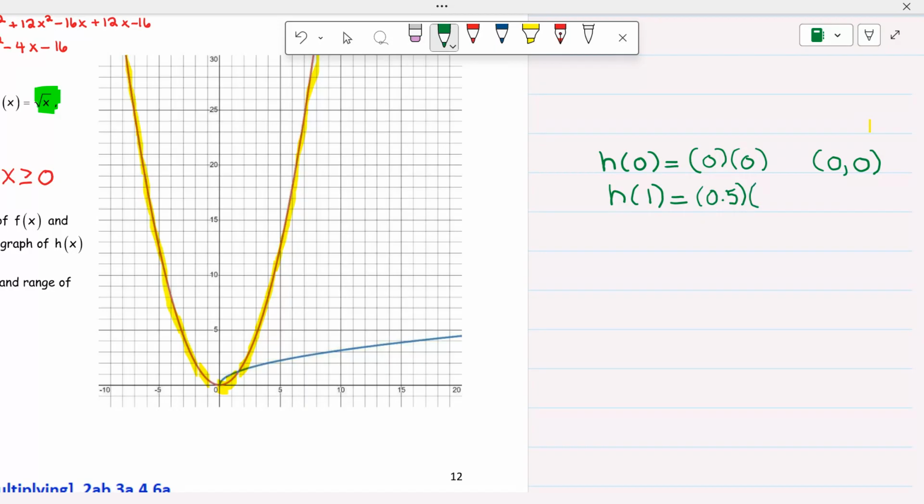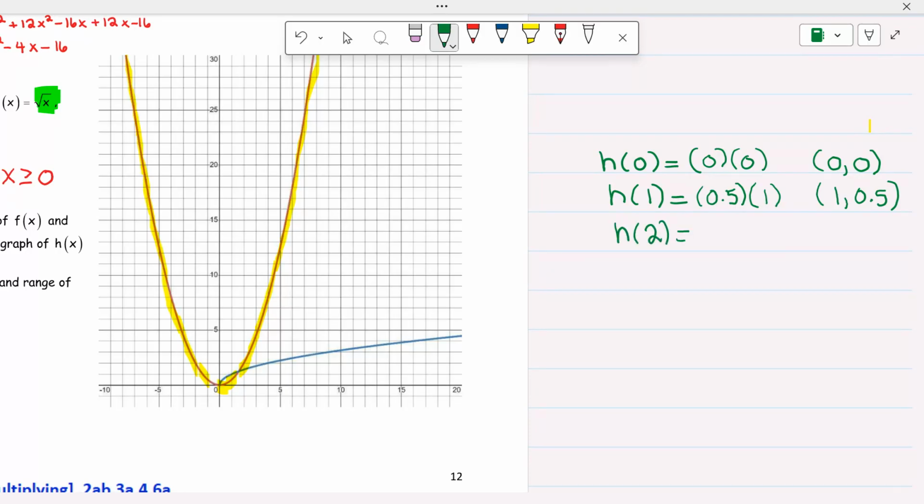Now, my radical graph at 1 is actually, what's my output on the radical graph? 1. So another ordered pair at 1 comma 0.5. That's easy to sketch that. Okay. Now h at 2.